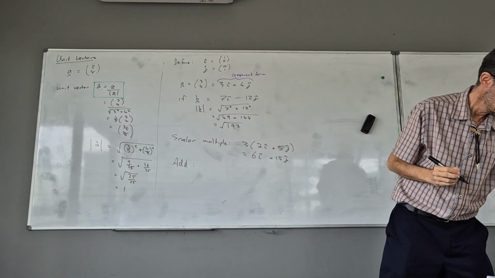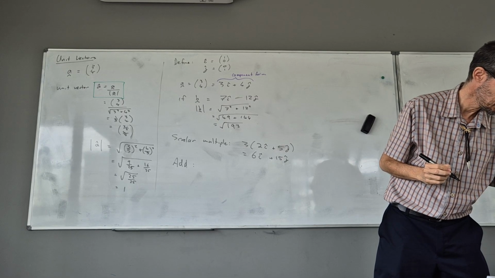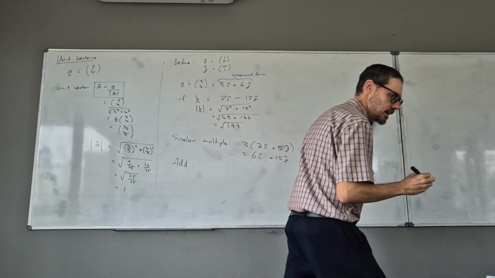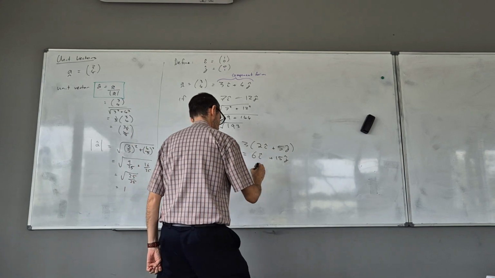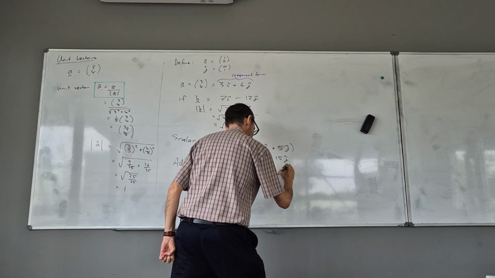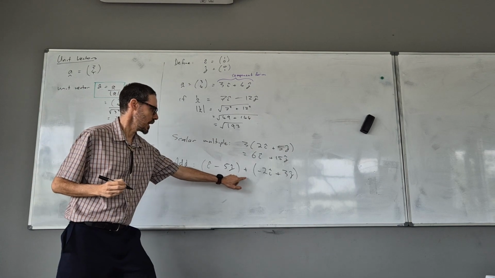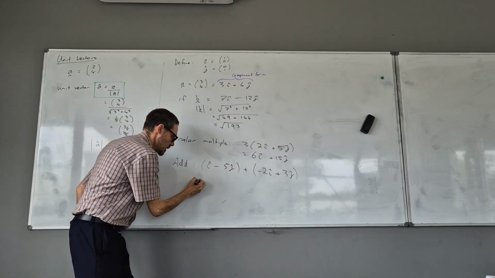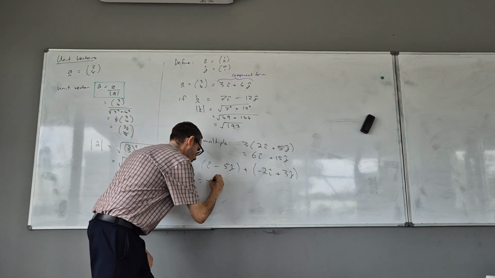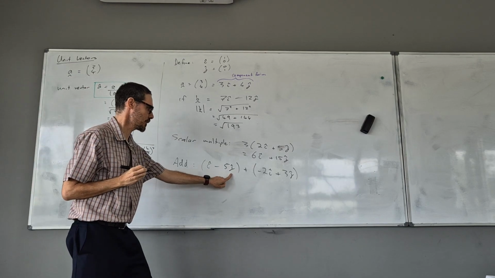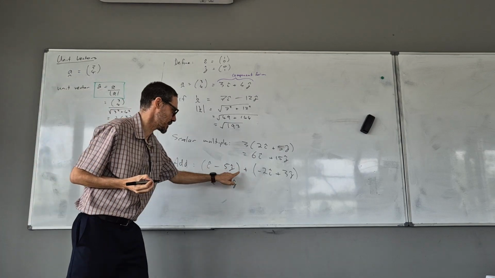I don't think I need to convince you of that, do I? Let's just, I'm just going to make some up. i hat minus 5j hat plus negative 2i hat plus 3j hat. This vector plus that vector. Well, in the resulting vector, how far across did I go? 1 minus 2. And how far up did I go? Negative 5 plus 3. Effectively, all I've done is collect like terms.